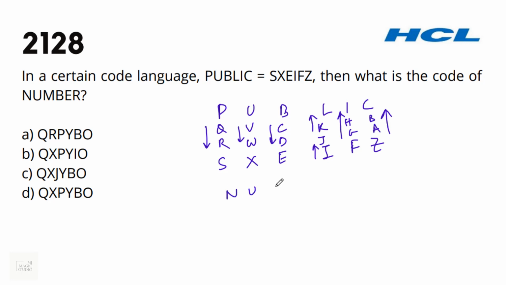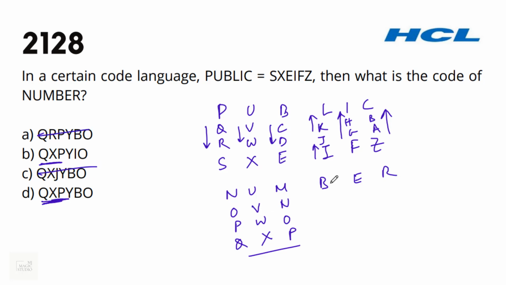So what is the code for number? NUM should move forward and BER should be minus. O P Q, U V W X, M N O P, Q X P. QXP is here, QXP is here also. Now they will move back. B A, then it would be Z, then it would be Y. Yes, Y matching here. E D C B. Now it is only in the fourth one. Option D should fit in. QXP YBO, O P Q R will give this. So our code is QXPYBO.